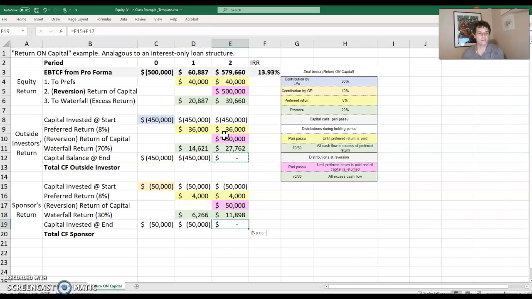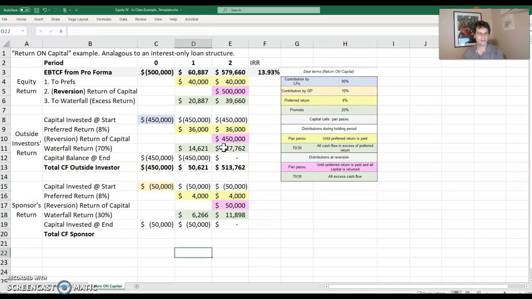and everyone's happy. So let's calculate the returns here. So we know that in period 1, the LPs, the limited partners or outside investors, invested $450,000. In year 2, they receive $36,000 and $14,000 in the waterfall. So they receive a total of $50,621 of that $60,000 earnings. Our final period involves the preferred return plus the return of the capital plus our waterfall, and so they've earned $513,000.